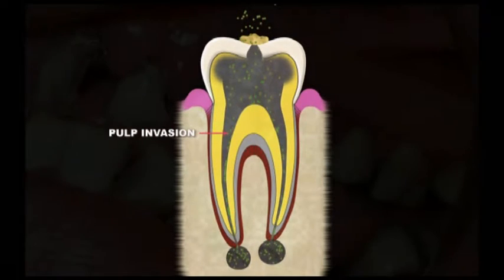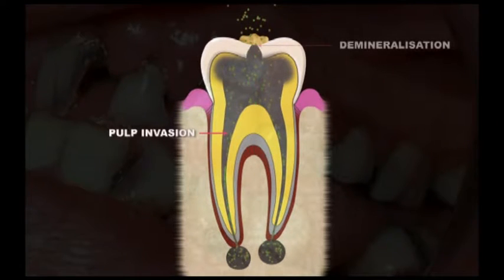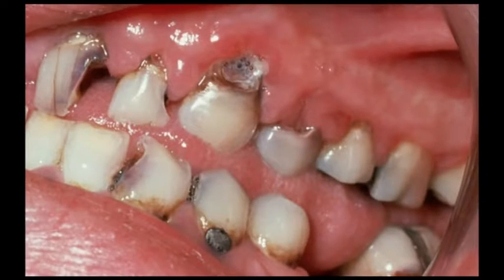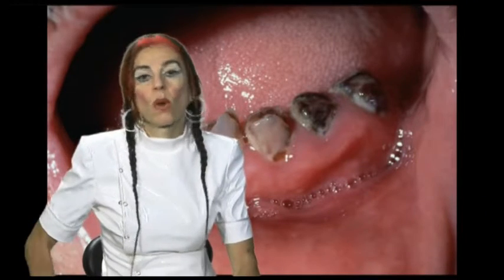So it only takes about 1 year to go from demineralization of the outer enamel layer to pulp invasion and possibly a full-blown acute abscess. And this is why you need to visit the dentist at least twice a year for checkups to avoid big fillings or even worse, the dreaded abscess.